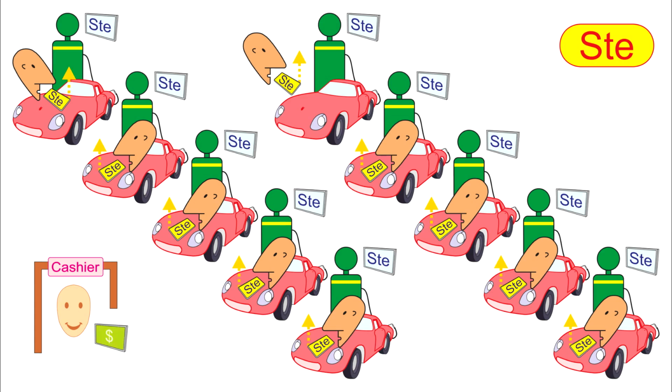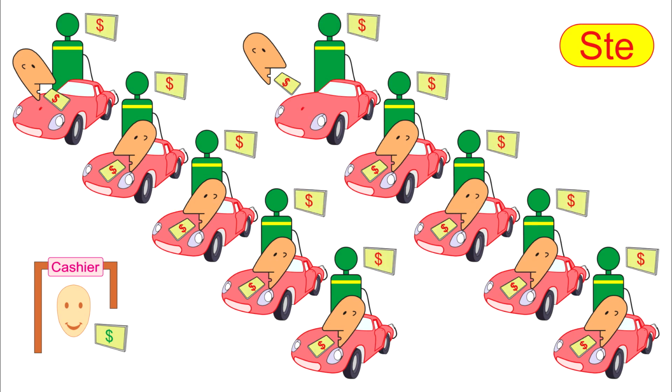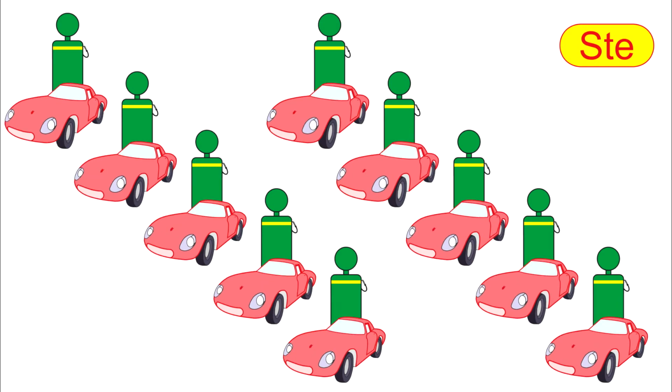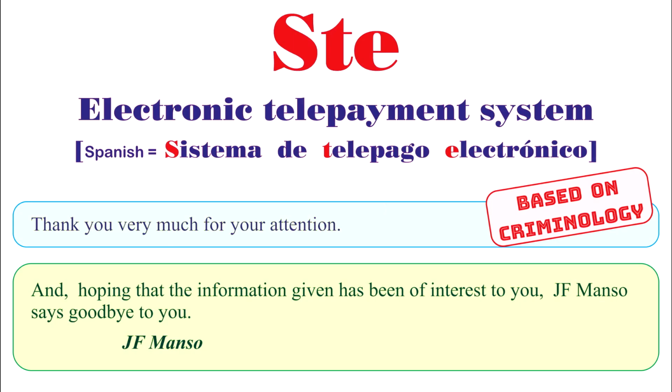At the moment the gas station receives the payment confirmation, it appears on the monitor screen, paid. And it turns green, for example. The driver also receives confirmation of payment. And you can continue your journey.